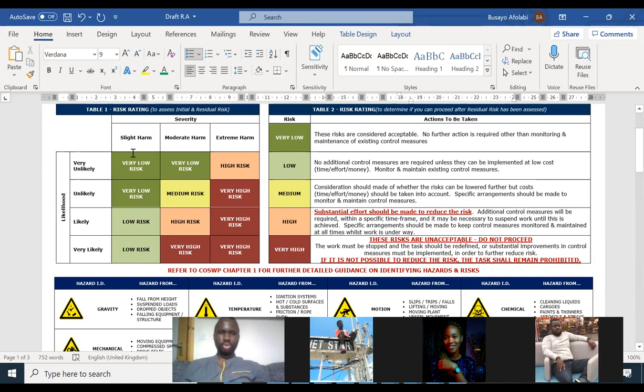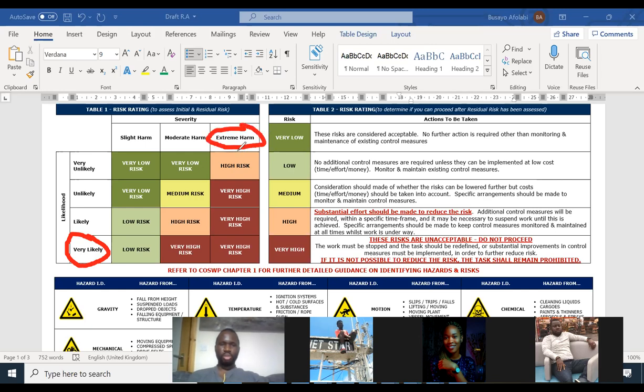Okay. So what's the likelihood of it? Very likely. Okay. Then what's the severity of the harm that is caused to your sister? Extreme harm, because if she slips and hits her head, she may have a severe injury to her head or breaking of bone, her backbone. So it's extreme harm. Okay. So what's going to be the calculator? Very high risk.